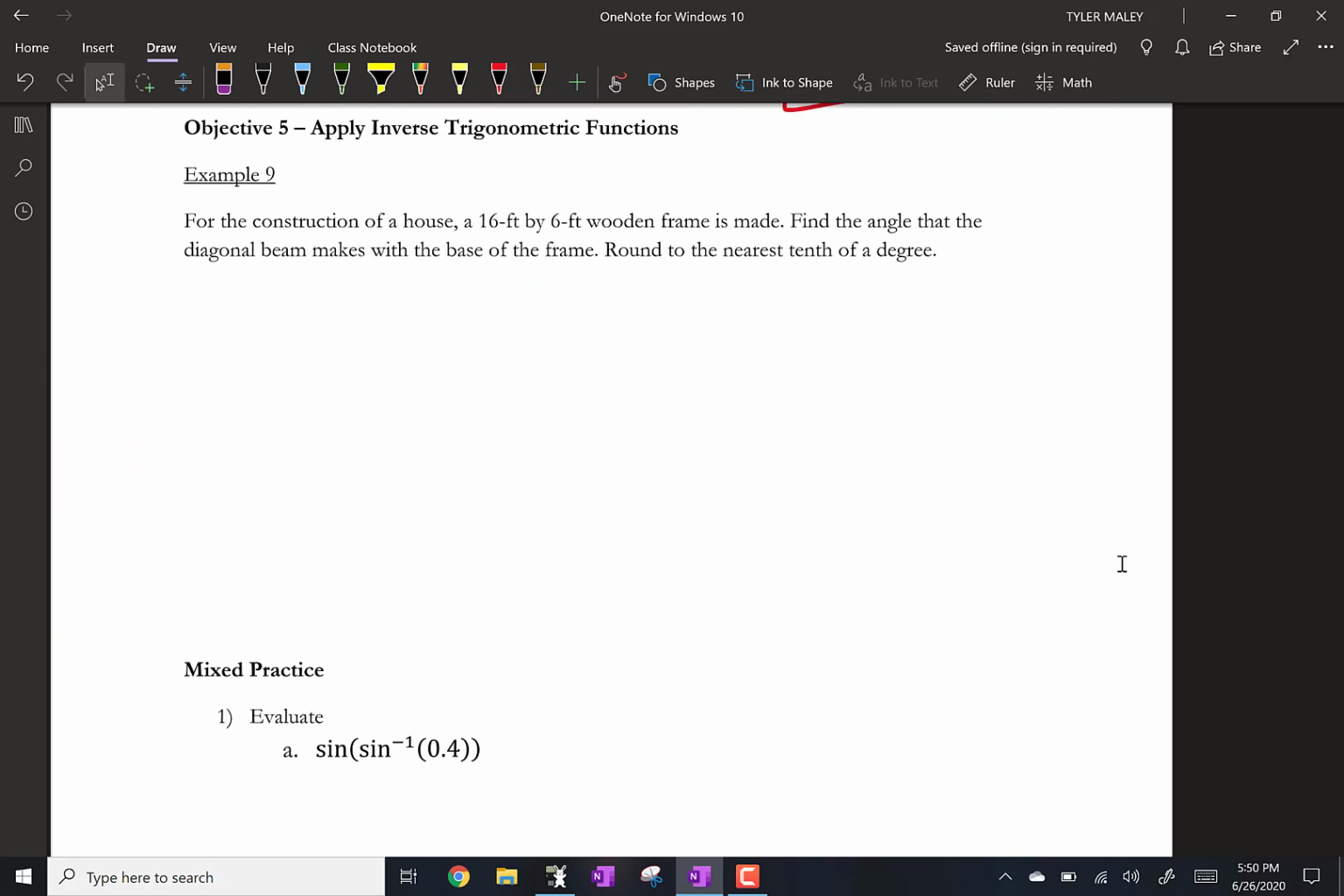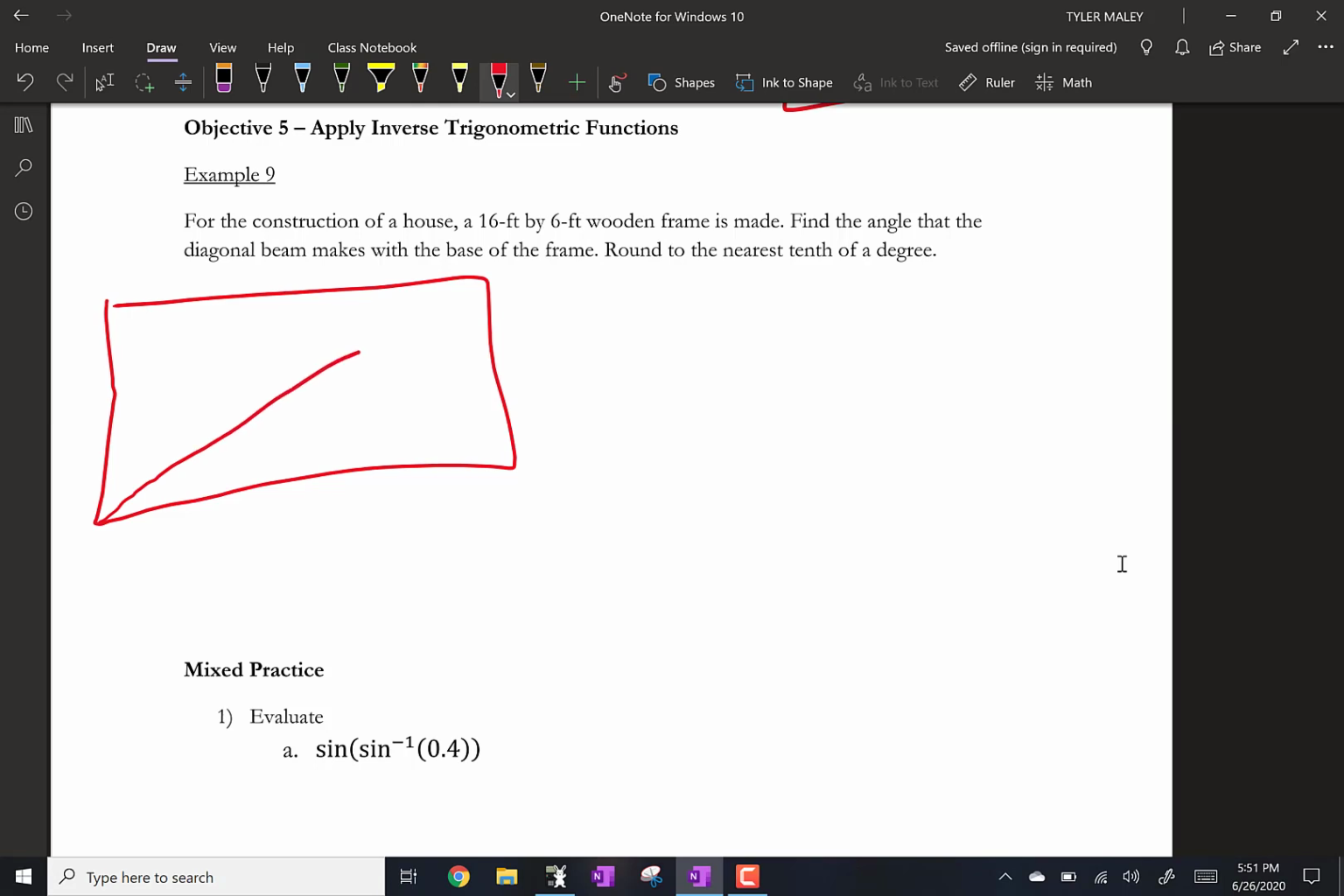Then this next one is a word problem, example 9. It says for the construction of a house, a 16 feet by 6 feet wooden frame is made. Find the angle that the diagonal beam makes with the base of the frame, rounded to the nearest tenth of a degree. If you want to draw this, we have this wooden frame that's made, and then we have the diagonal beams. This is 16 feet by 6 feet. We want to find this angle theta.